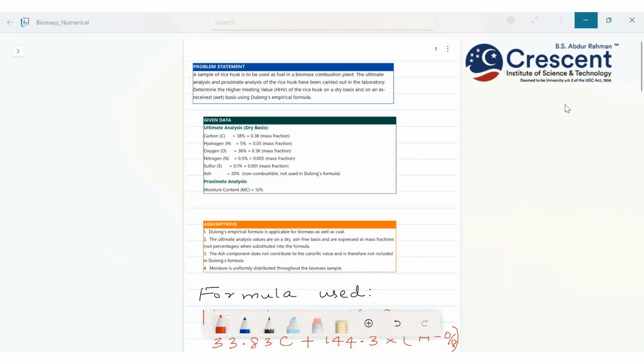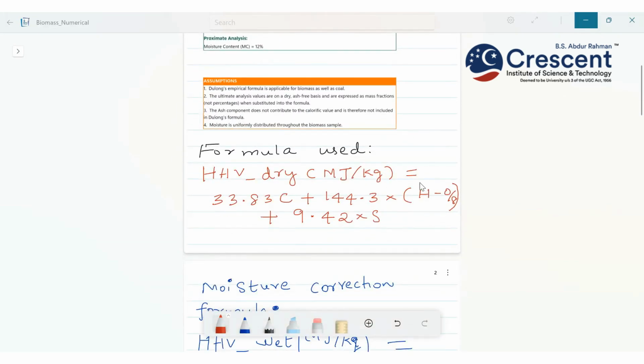So assumptions are Dulong's empirical formula is applicable for biomass as well as coal. The ultimate analysis values are on a dry, ash-free basis and are expressed as mass fractions, not percentages. When substituted into the formula, the ash component does not contribute to the calorific value and is therefore not included in Dulong's formula. Moisture is uniformly distributed throughout the biomass sample. These are the assumptions.